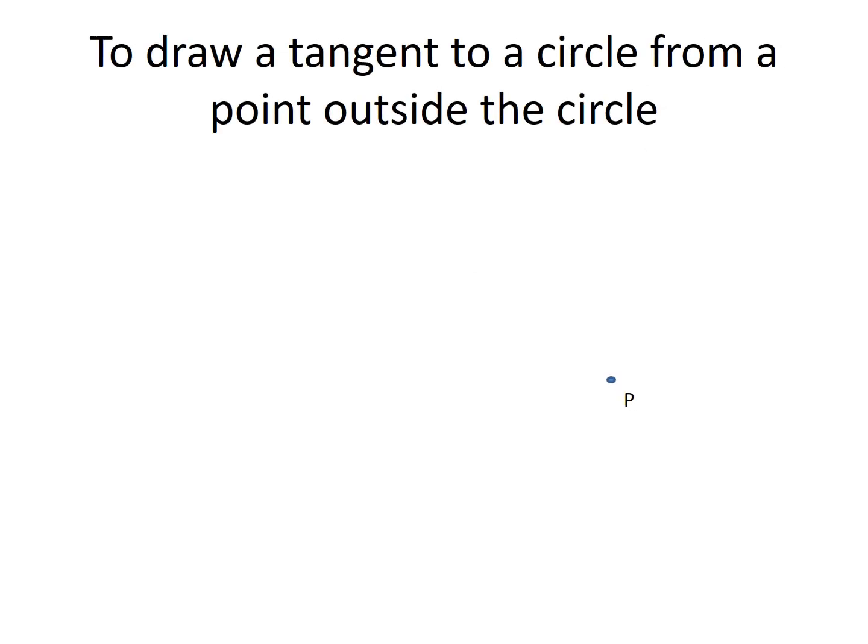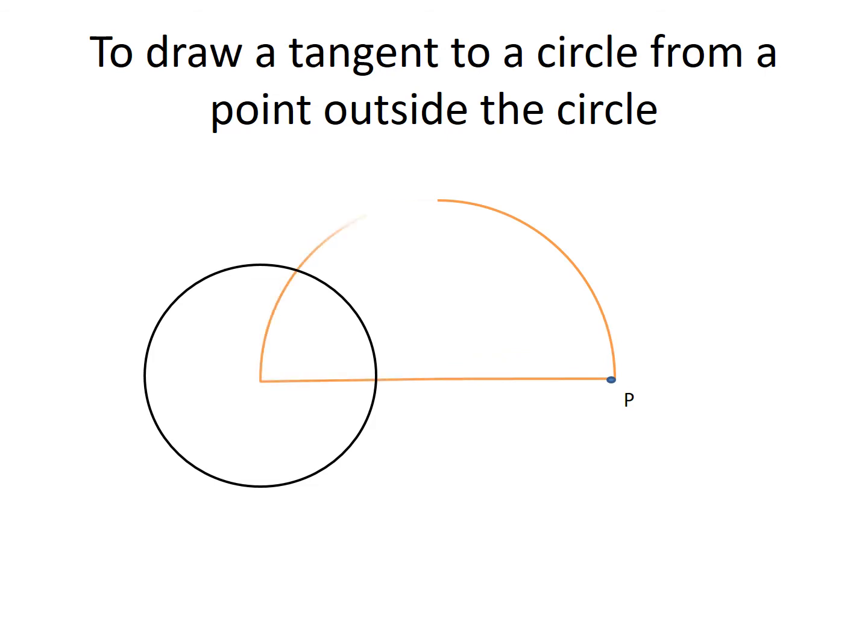The next construction we're going to be doing is to draw a tangent to a circle from a point outside the circle. So we have our point P there, and we have our circle. The first thing that we would do, we're going to use that principle of the semicircle. So we connect P to the center of the circle, and draw a semicircle. Now that point where the semicircle cuts the circumference of the circle, we draw a line to the center of the circle. That line would be a normal.